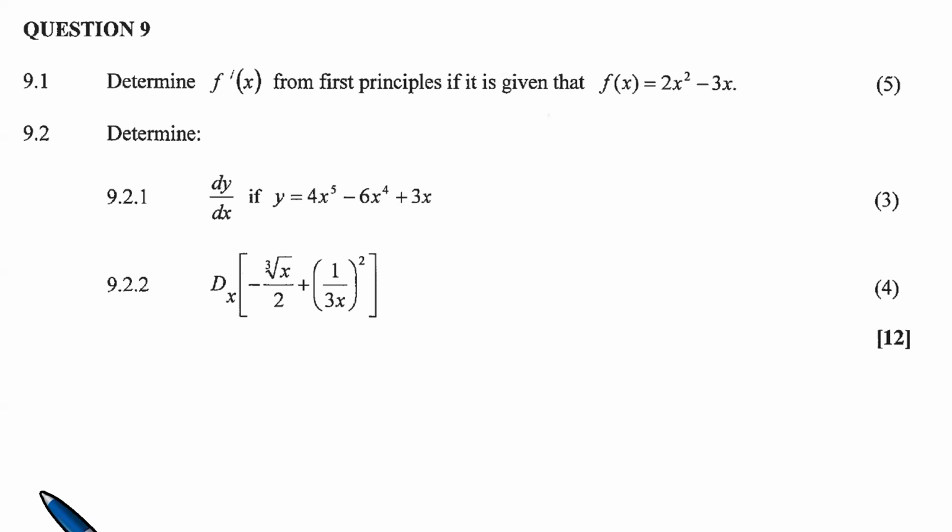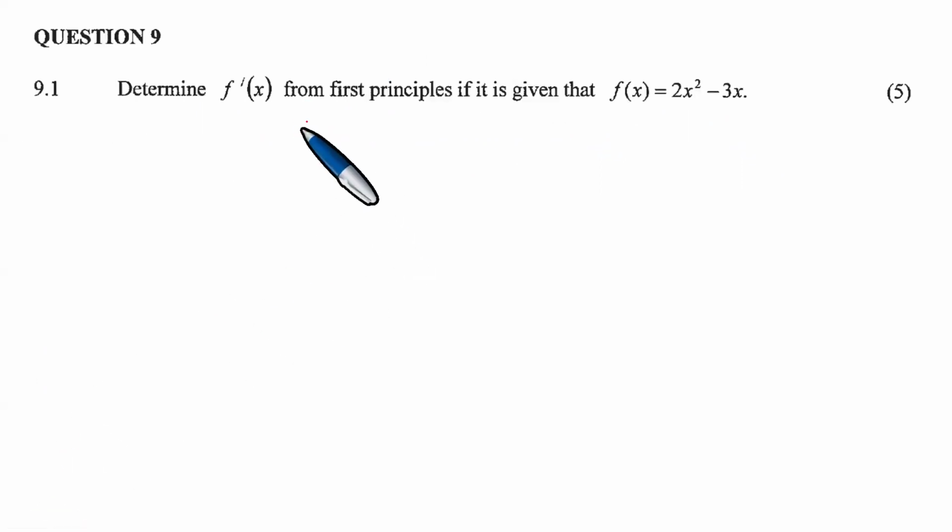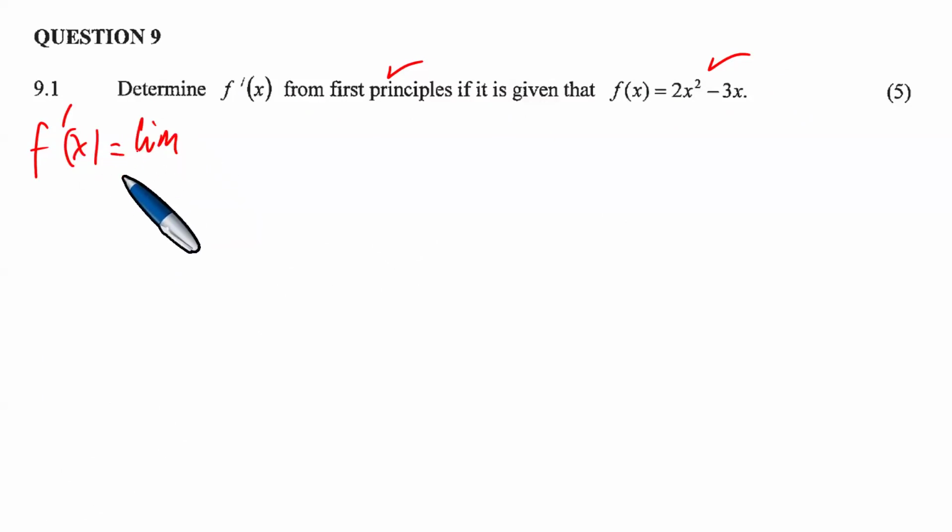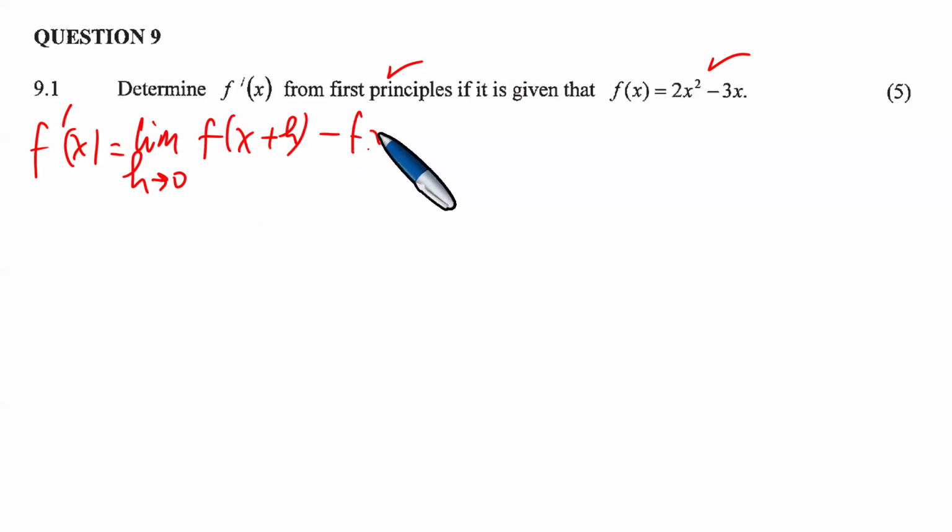We start as follows. The first question. We repeat the first principles concept for everybody to master that. So determine f prime of x from first principles if it is given that f of x is 2x squared minus 3x. Let's get started. We have been given f of x equals 2x squared minus 3x, and we are supposed to use first principles, meaning f prime is the limit as h approaches 0 of f at x plus h minus f of x all over h.